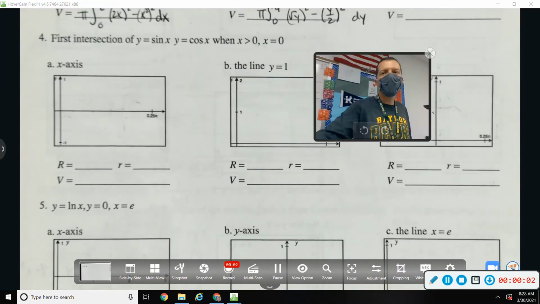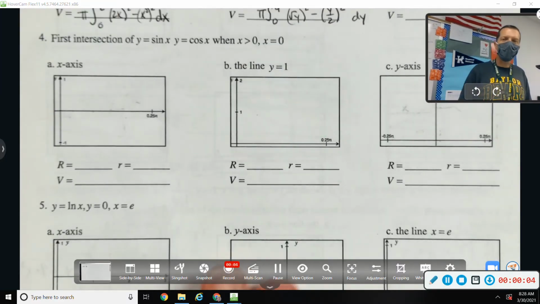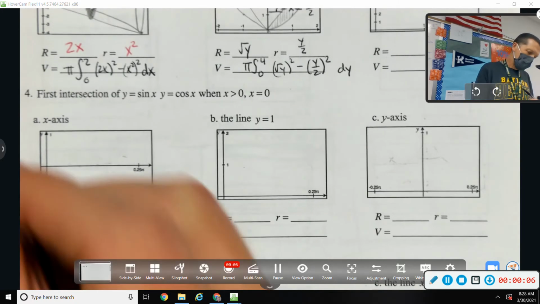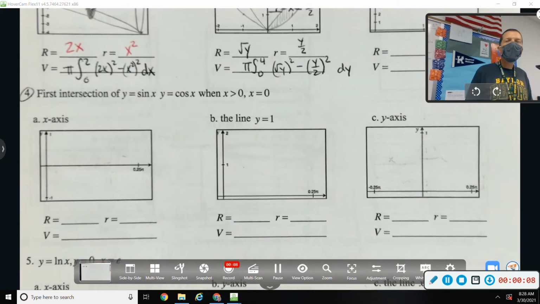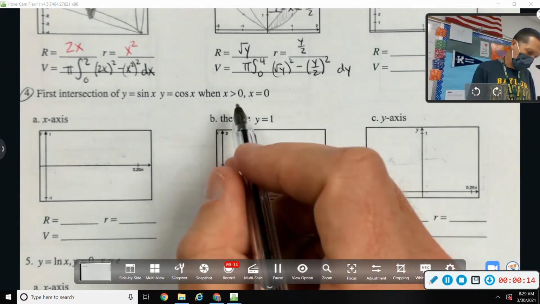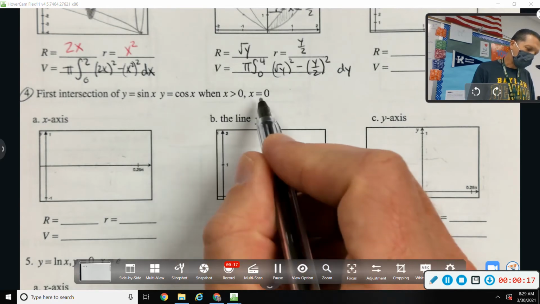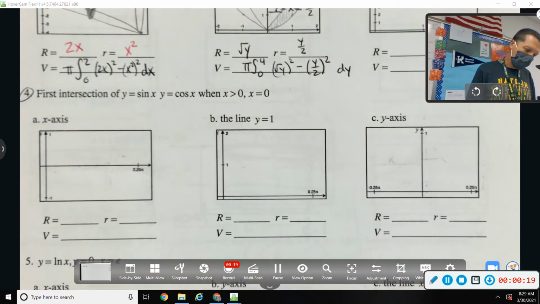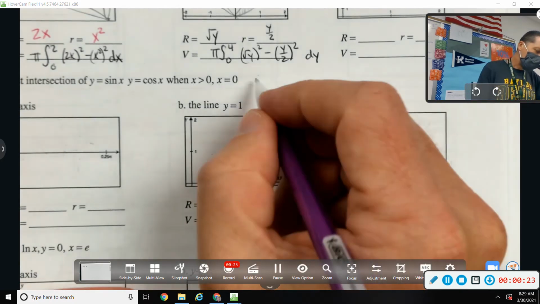All right, so for worksheet 37 on volume, 4C. First intersection of y equals sine x and y equals cosine x when x is greater than 0, and then x equals 0. So job 1 is to sketch the area.